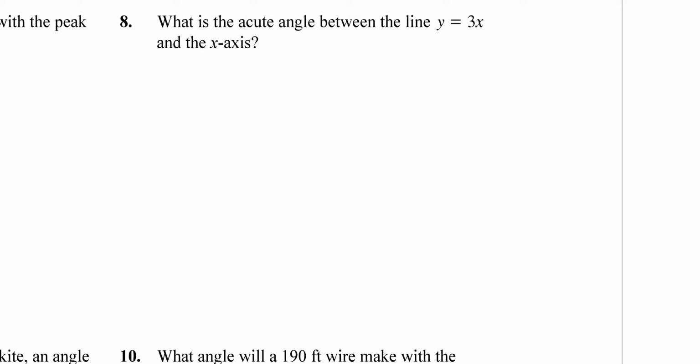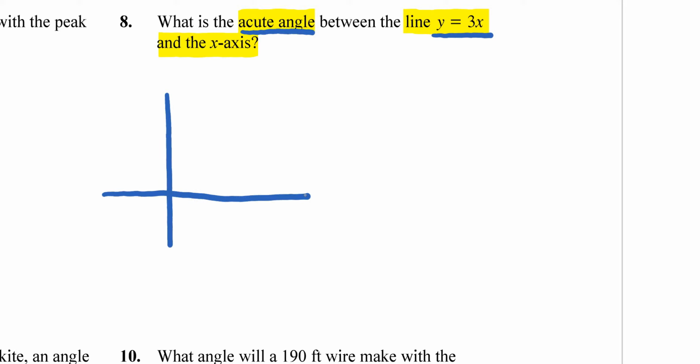For question number 8, I need to find the acute angle between the line y equals 3x and the x-axis. When you're dealing with an acute angle, this is definitely less than 90 degrees. And since we're dealing with the line y equals 3x, let's sketch a little graph here. Here are my xy axes, and here is the graph of y equals 3x. And this is your x-axis there.